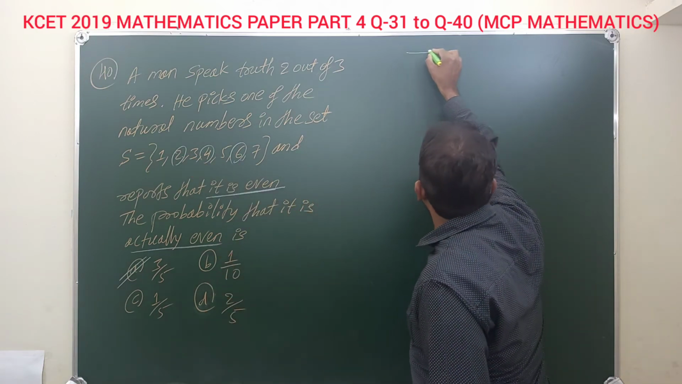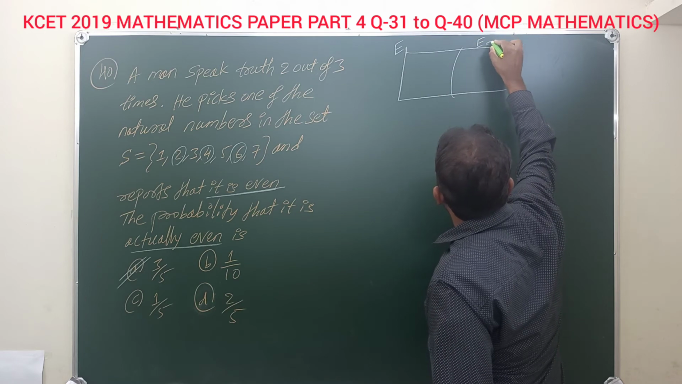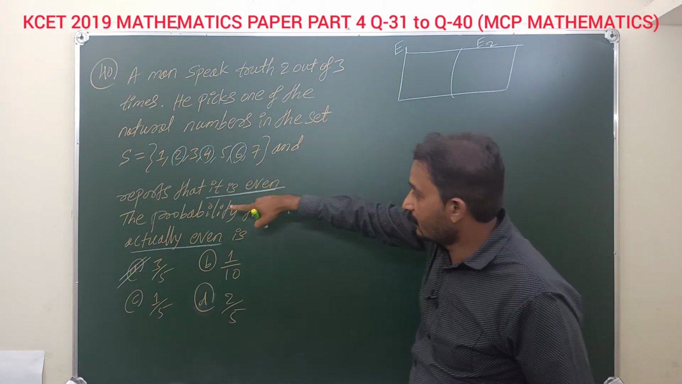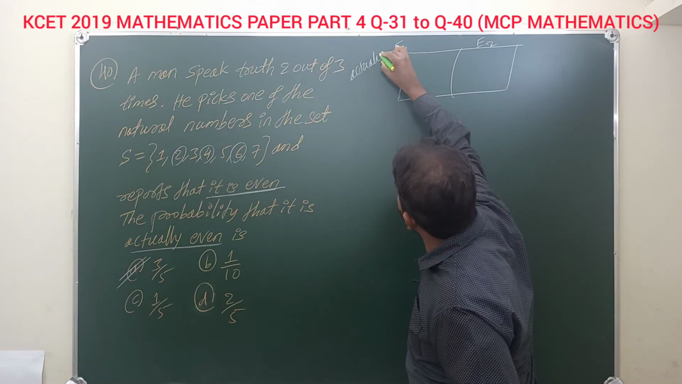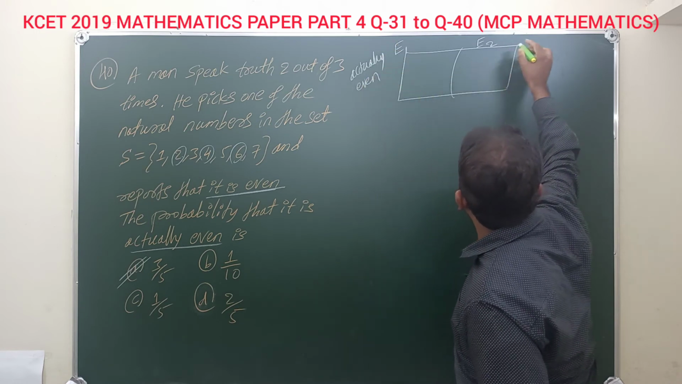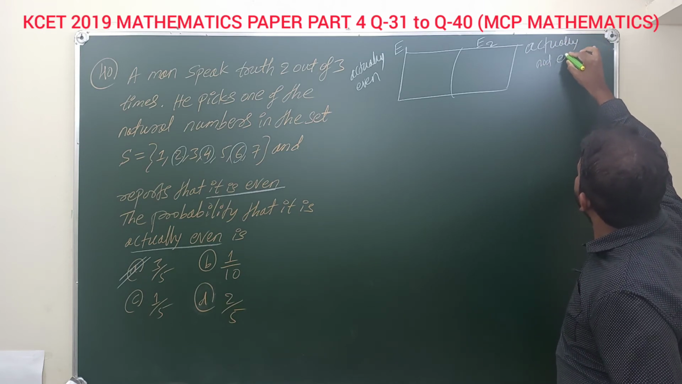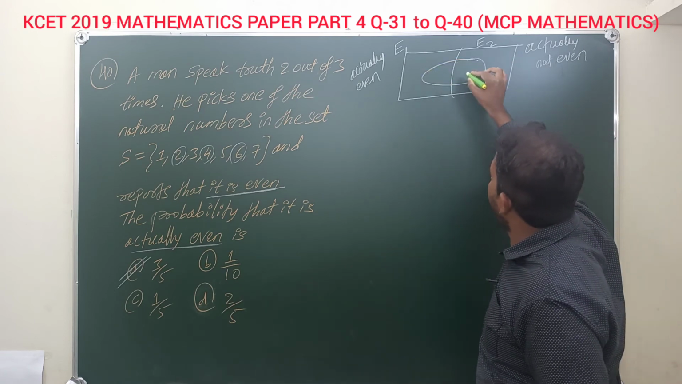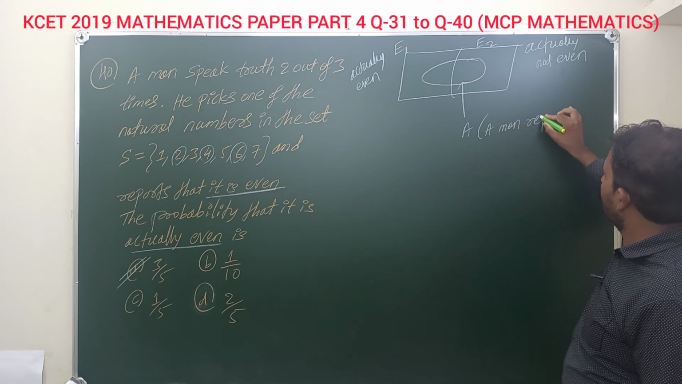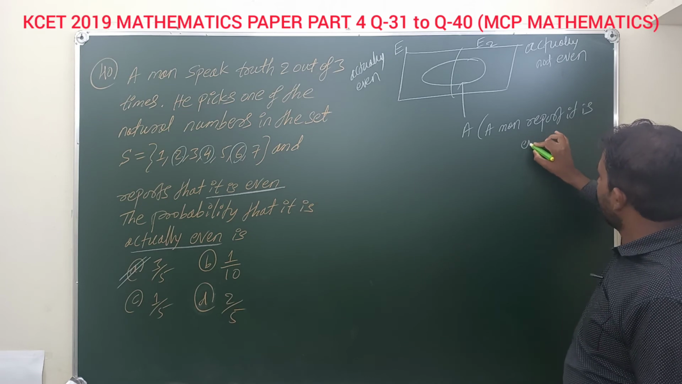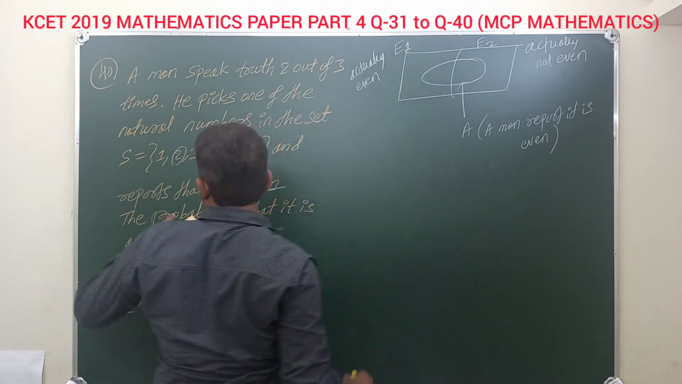Here the sample space can be divided into 2 partitions, E1 and E2. E1 is that a natural even number actually occurs, actually an even number. E2 is that it is actually not an even number. In this case, one more event has occurred, that is A. A is that the man reports it is even. So we have to find the probability that it is actually even when A has already occurred.